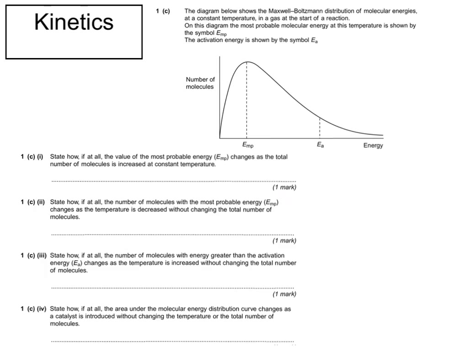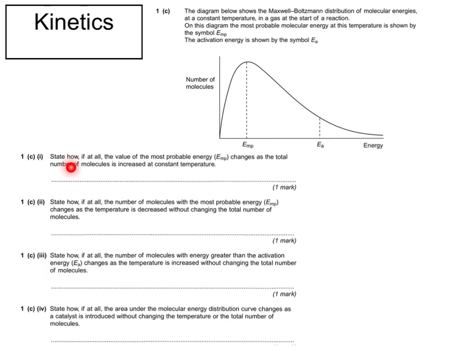So this is a slightly different question on Maxwell-Boltzmann distribution. It gives you a distribution and asks you how these 2 values change if you change the conditions. And to answer this question, you've really got to just think about how the curve changes, because the most probable energy, the EMP, they've called this on the graph, will only change if the position of the peak changes in the graph. Similarly, the EA will only change if the position of the EA changes on the graph, which can only be done with a catalyst.